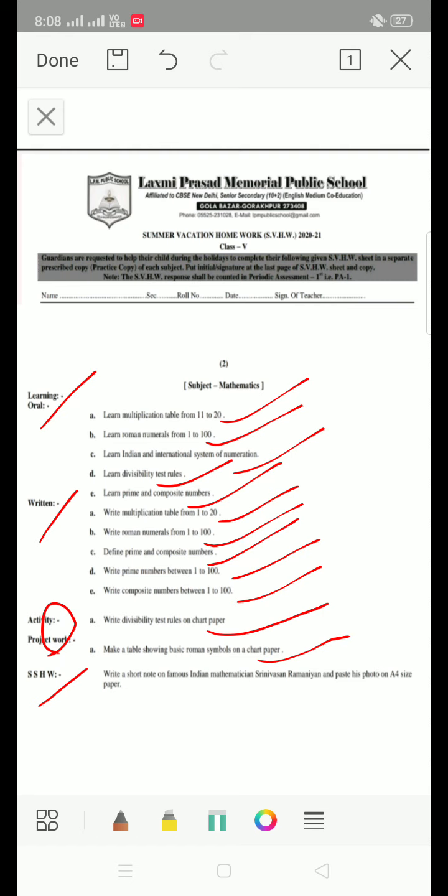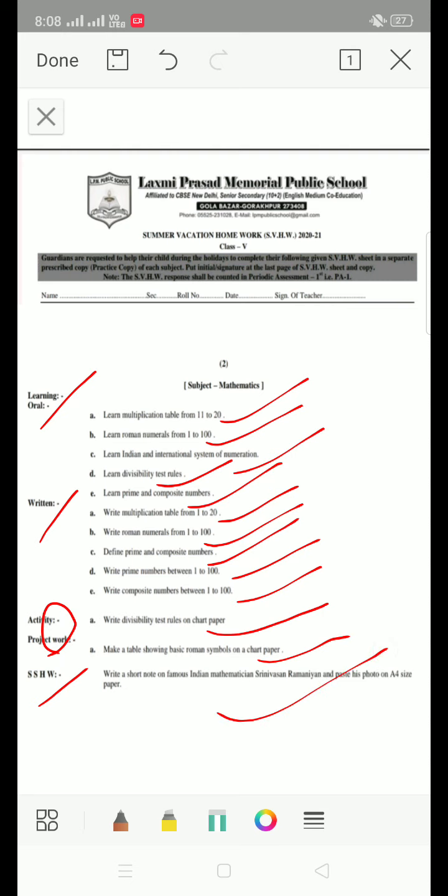First you have to paste a photo of the famous mathematician Srinivasa Ramanujan on the top of the paper. Below it you have to write short notes about the famous mathematician Srinivasa Ramanujan, including his birth, birthplace, education, achievements and contribution in the fields of mathematics.